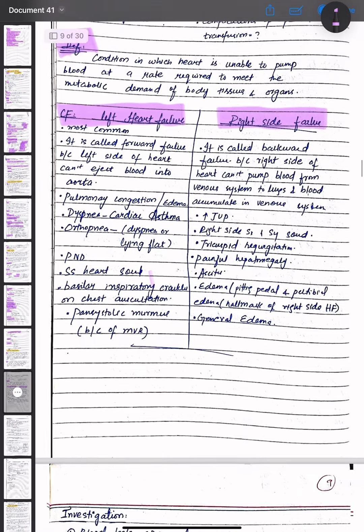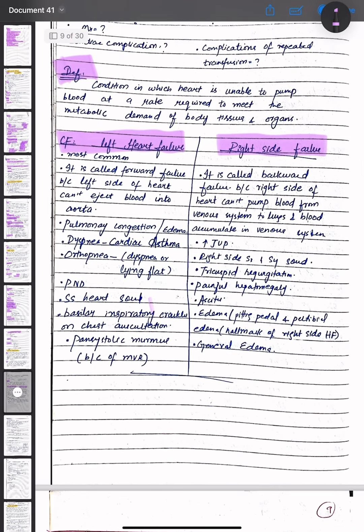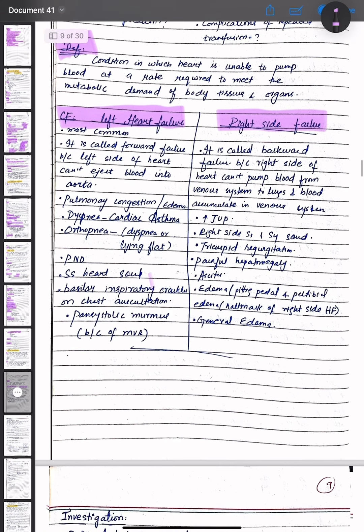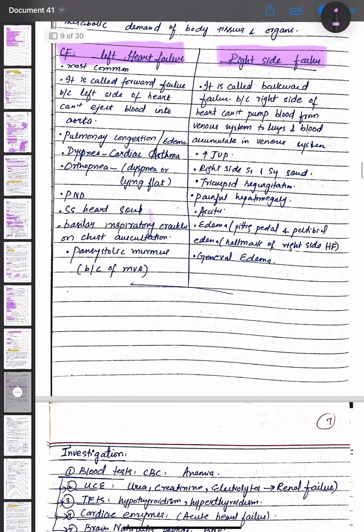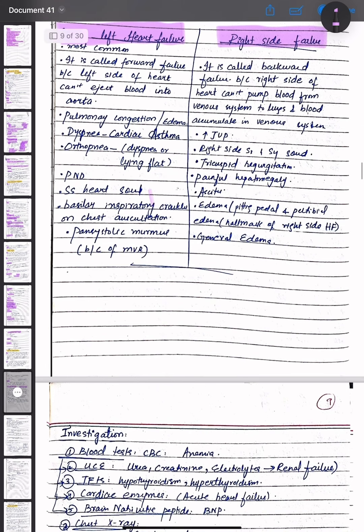On the right side, it is called backward failure because the right side of the heart cannot pump blood from the venous system to the lungs and blood accumulates in the venous system. Increased JVP, right side S3 and S4 sound. Tricuspid regurgitation is present. Painful hepatomegaly is present. Ascites, edema, pitting pedal and pretibial edema, which is the hallmark of right side heart failure, and generalized edema.